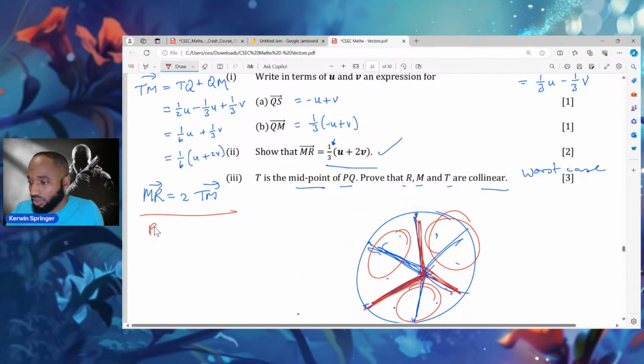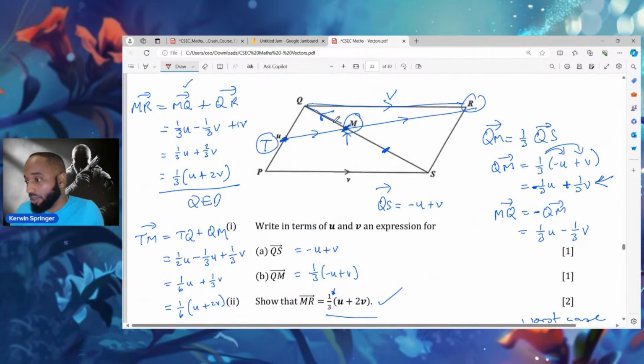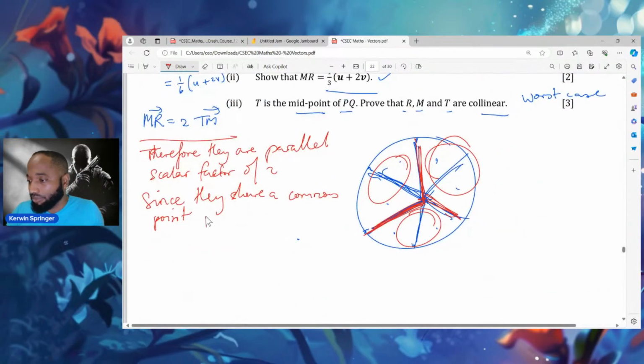So therefore, they are parallel. Once you have that common scalar factor, they are parallel. Scalar factor of 2. And since they share a common point, this is a really tough vectors question, and this is like murder here. Since they share common point M, then they are collinear. And collinear just means they lie on the same line.